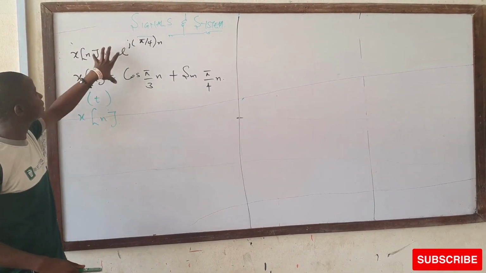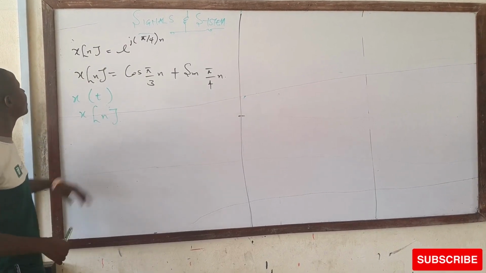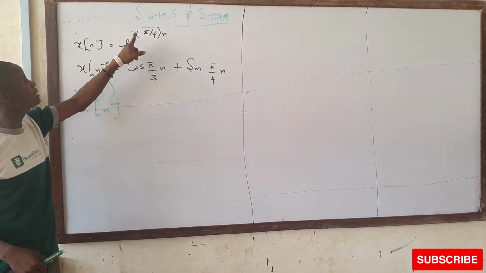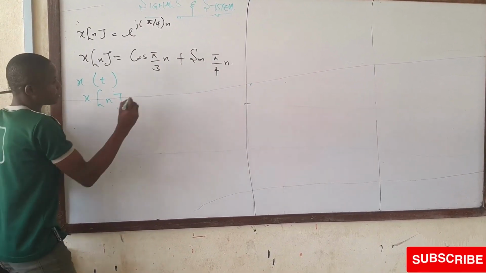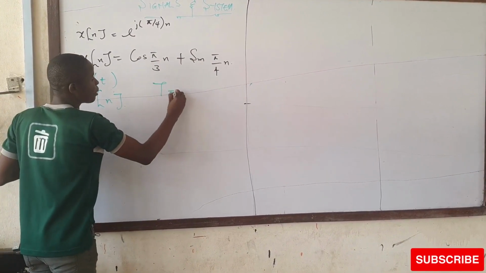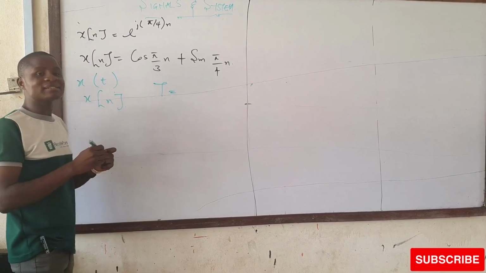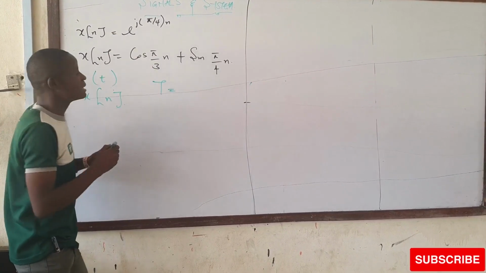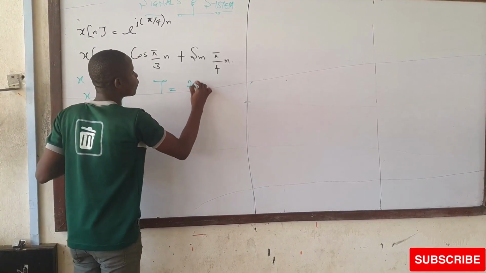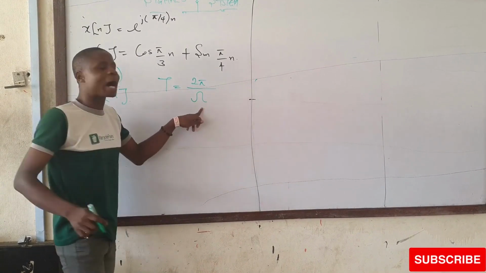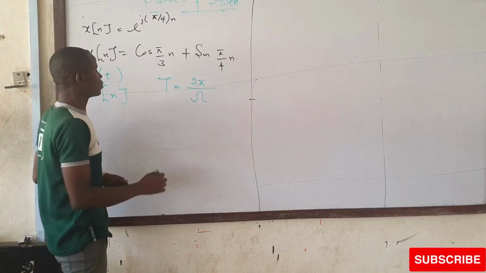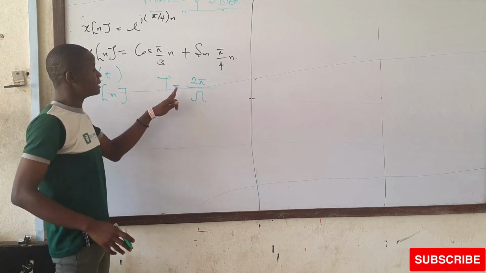But first, let's solve this as a miscellaneous example here. I have x of n is equal to e^(j pi over 4 of n). Now, the period, let me quickly state this. The period for a discrete time signal such as this is actually 2 pi over something that looks like omega. So this is how we calculate the period.